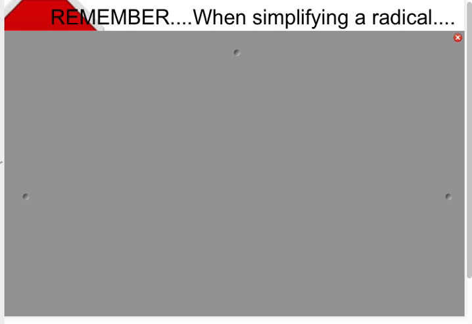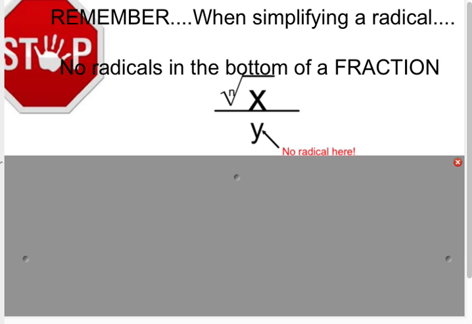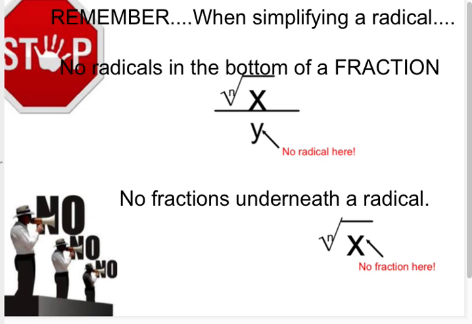Remember, when simplifying a radical, no radical in the bottom. You can't leave a radical in the bottom of a fraction. So the first one is just showing that if I have just y, this is fine because there's no radical here, and there's no fractions underneath a radical. So you never want to have a fraction under a radical, and they don't ever want a radical in the denominator. Can't have that down there.